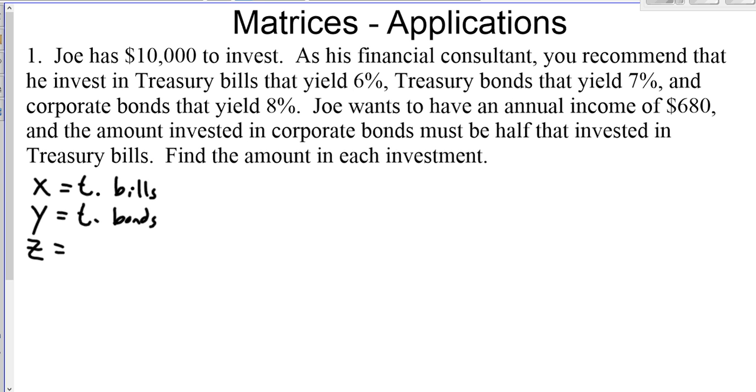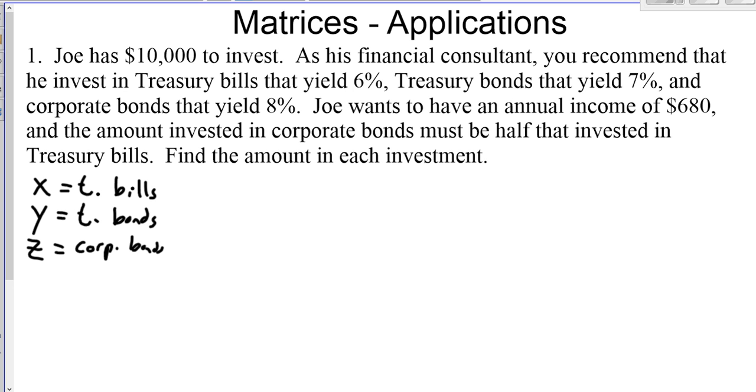And corporate bonds that yield 8%. Joe wants to have an annual income of $680 with his investments. And he also wants to make sure the amount invested in corporate bonds must be half that invested in treasury bills. Find the amount in each investment.